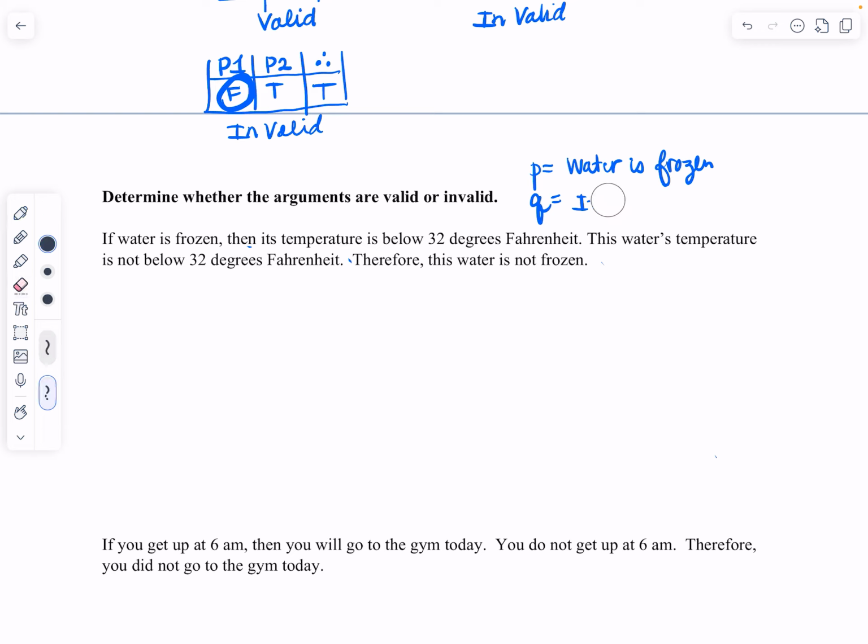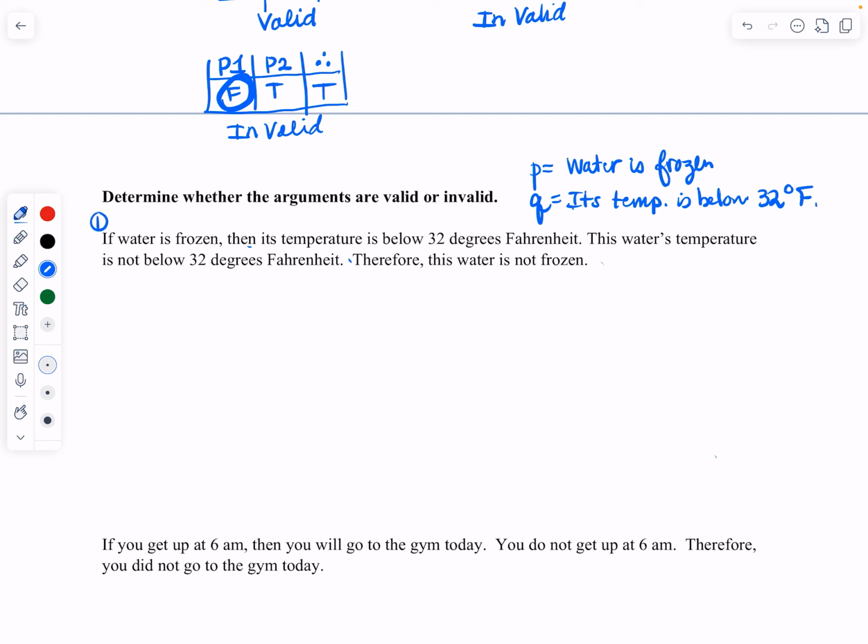I shouldn't have wrote that. Its temperature is below 32 degrees Fahrenheit. Okay? All right, so let's do this line by line.